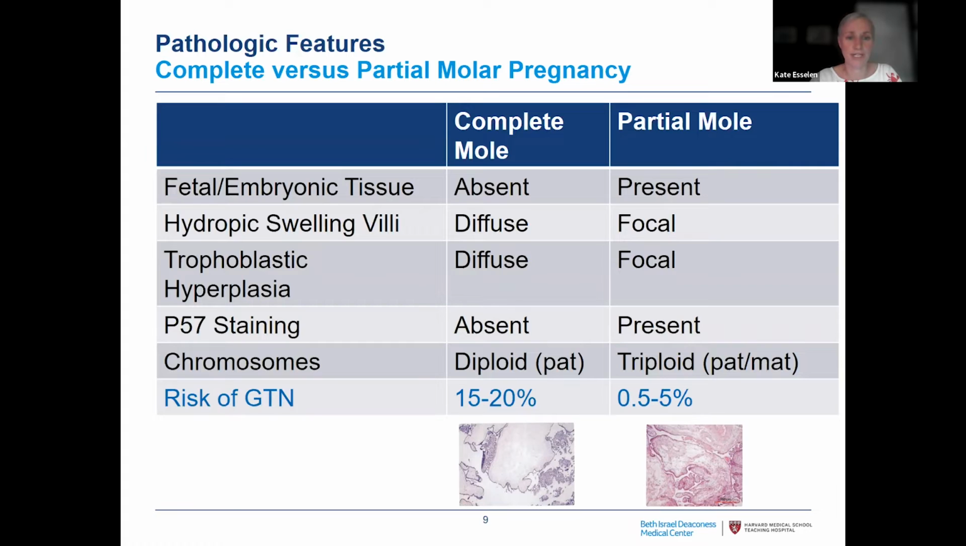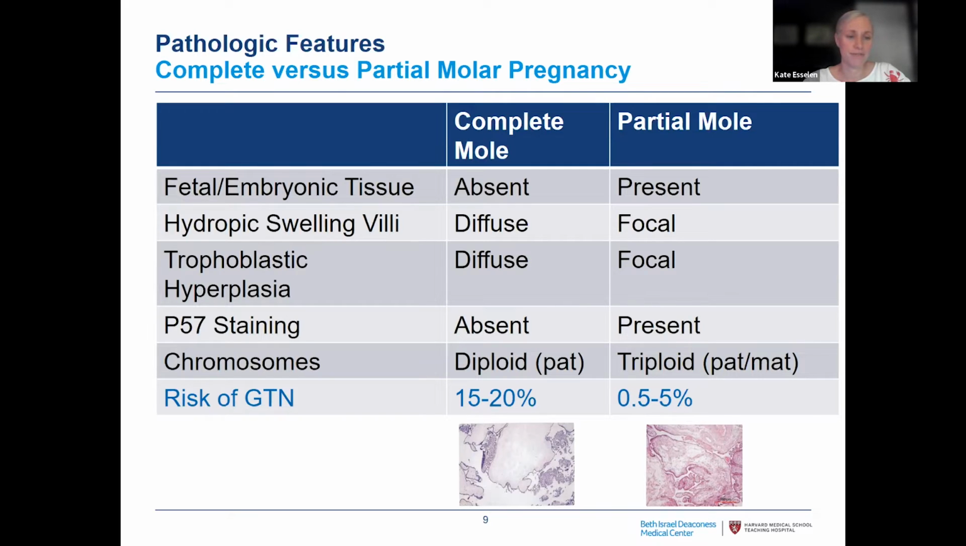So with a complete molar pregnancy, there is no fetal or embryonic tissue because you only have one parent's DNA and you cannot create the embryo with that alone. The partial molar pregnancy, however, because you have both maternal and paternal DNA, you can see fetal parts or embryonic tissue present. In complete molar pregnancies, you see a significant degree more of the hydropic villi, and it may only be focal in a partial mole. Similarly, the trophoblastic hyperplasia of those trophoblastic cells is much more diffuse and widespread in a complete mole, whereas it's much more focal in the partial mole.